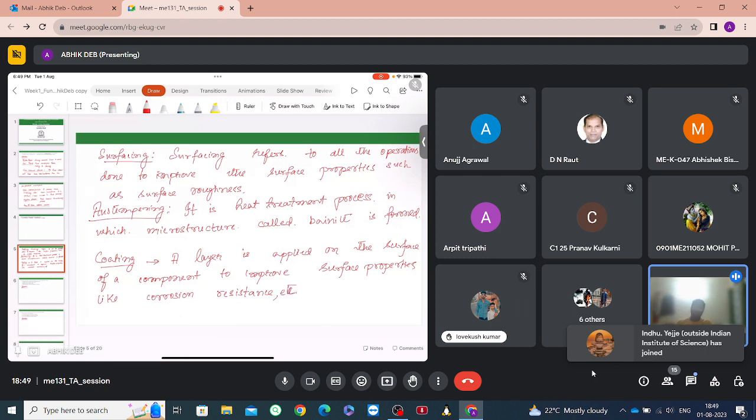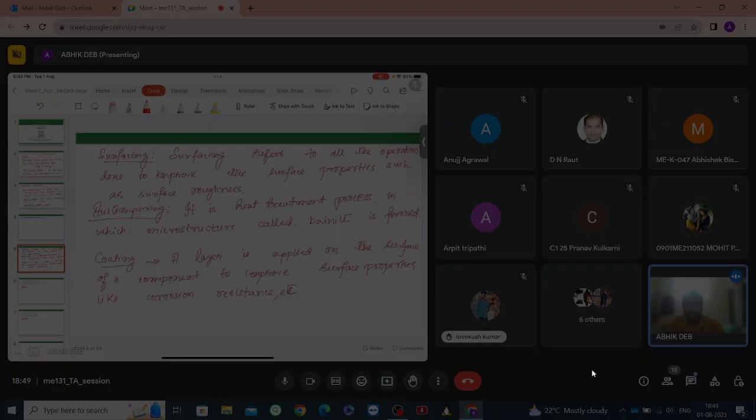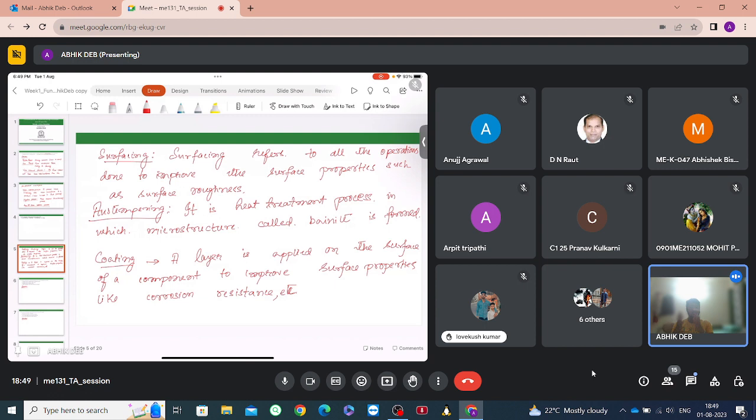So is it clear to everybody, the processes? Now based on these processes, tell me which one will be changing the bulk property. Tempering process is the right answer. Not tempering, it is austempering. Yes, austempering. Okay, is it clear to everybody?